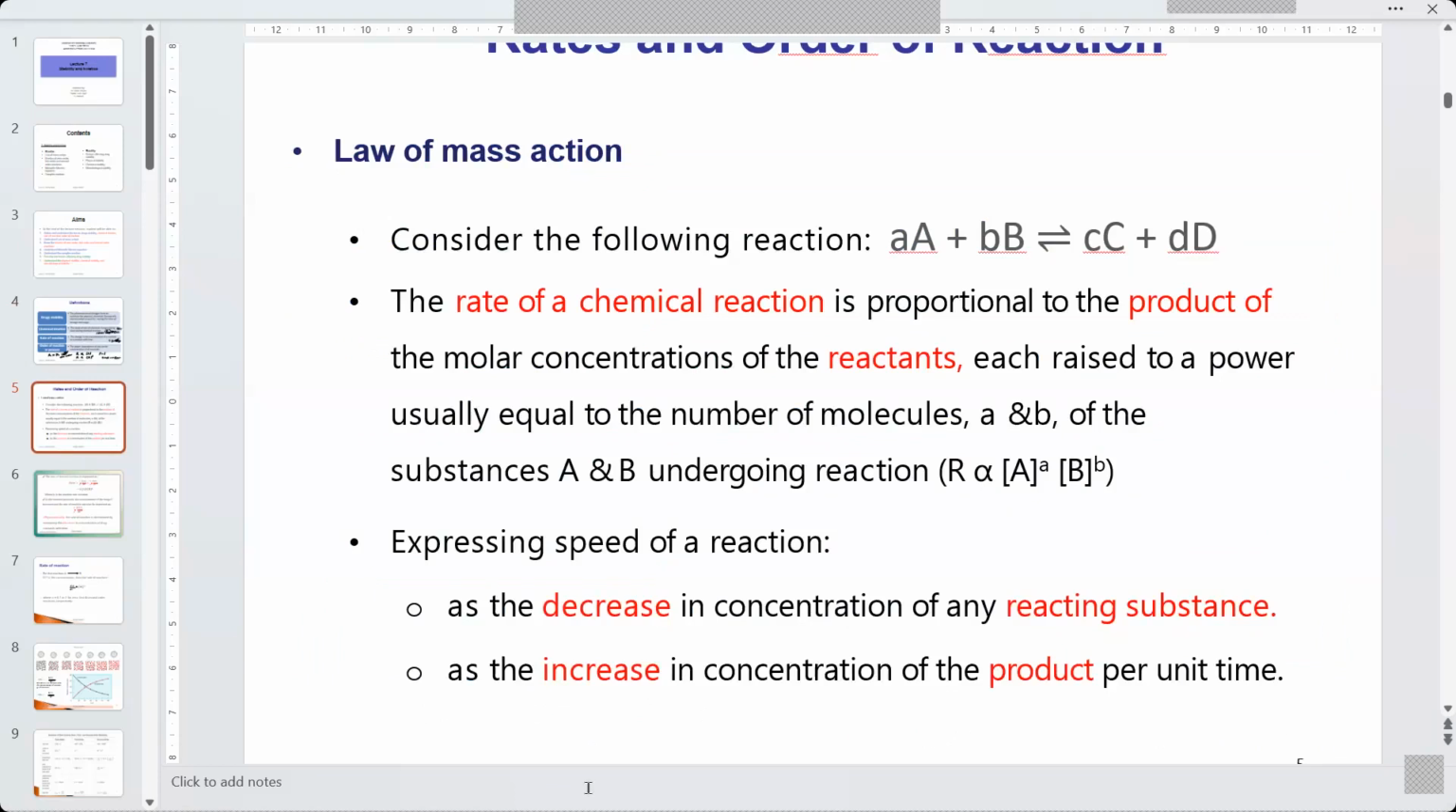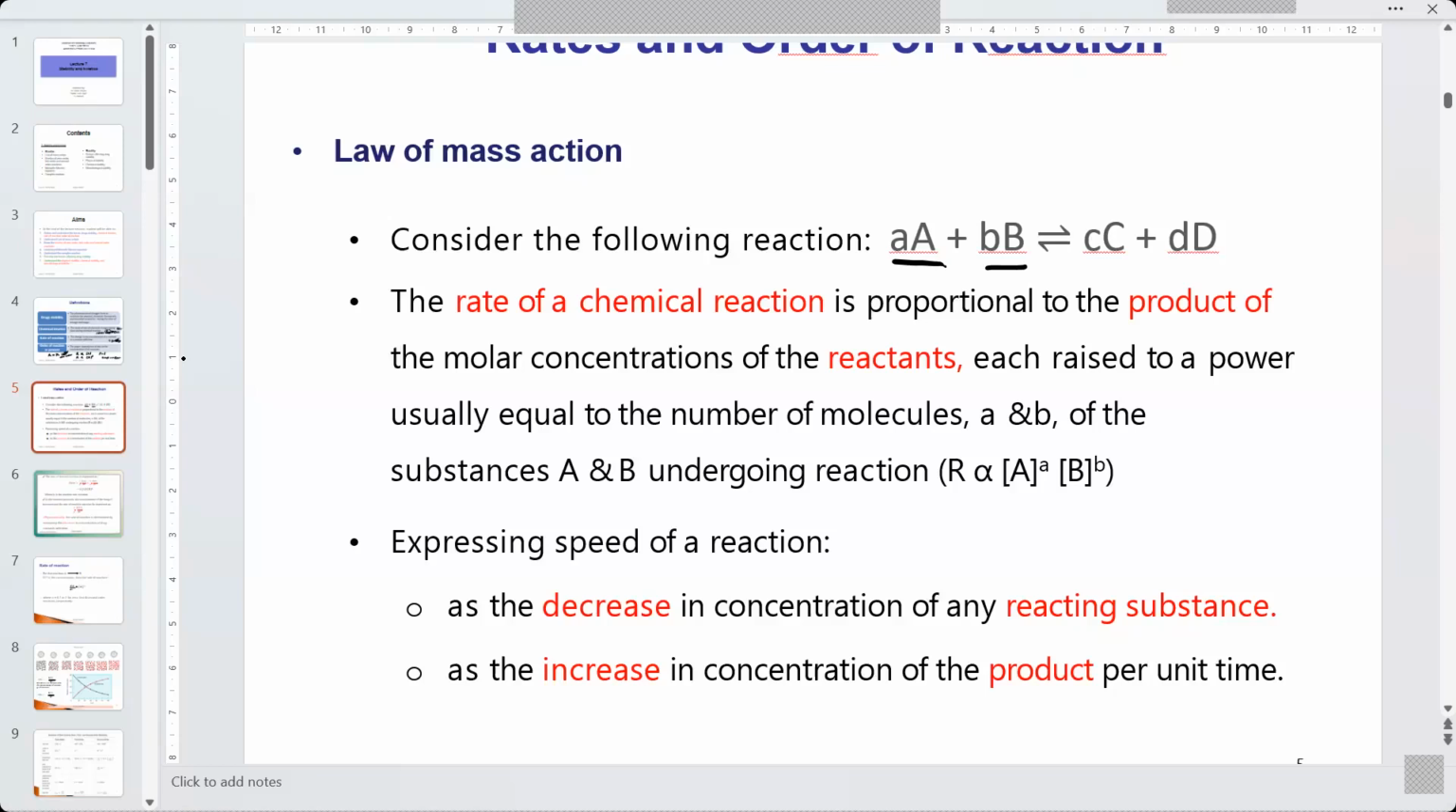And this is identified by the law of mass action. So let's consider, for example, this reaction where substance A is reacting with substance B. The number of moles in the reaction for A is a small, for B is b small. And there is a reversible reaction as you see here. It will give c moles of product C and d moles of product D. The rate of chemical reaction is proportional to the product of the molar concentrations of reactants, each raised to a power usually equal to the number of molecules a and b of the substances A and B undergoing reaction.